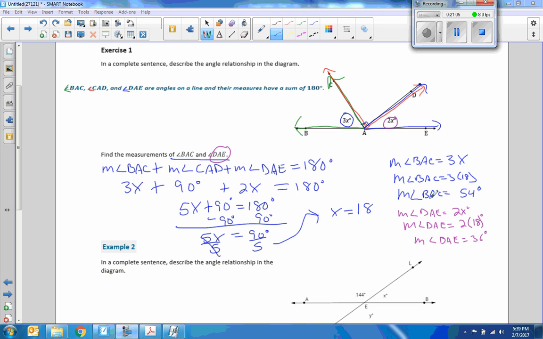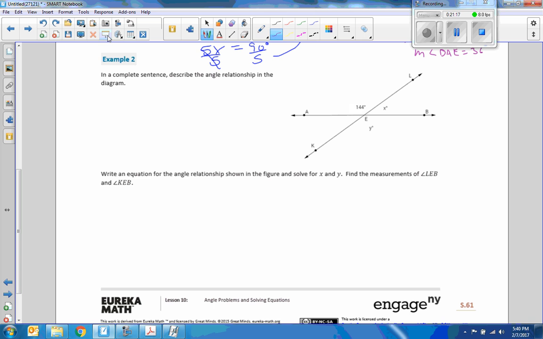Last thing I do is check my work. 36 plus 54 is 90. 90 plus 90. Checks. Okay.